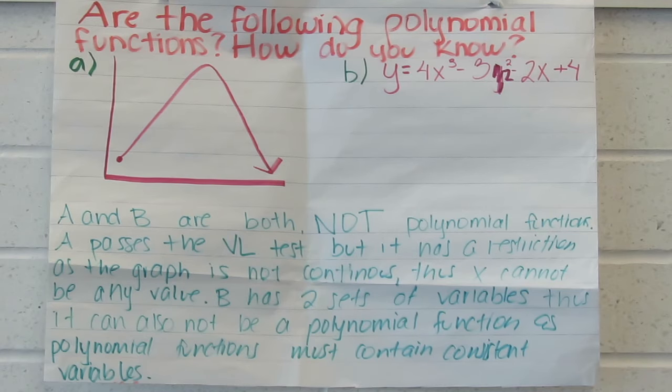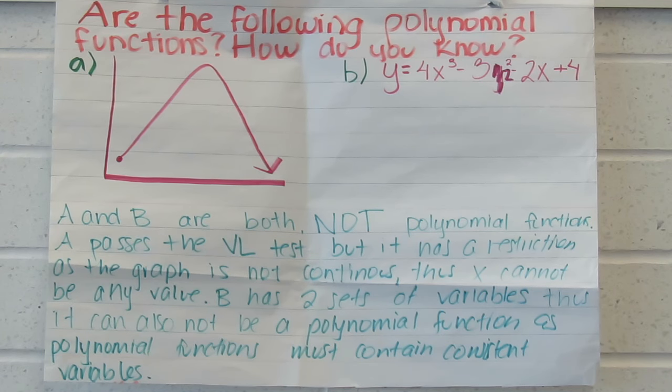So the first set of questions I have for you is this. Are the following polynomial functions, and how do you know? So A is a graph and B is an equation that says y is equal to 4x cubed minus 3z squared minus 2x plus 4. So A and B are both not polynomial functions. A passes the vertical line test, but it does have a restriction as the graph is not continuous. So you know that x cannot be any value, therefore it's not a polynomial function.